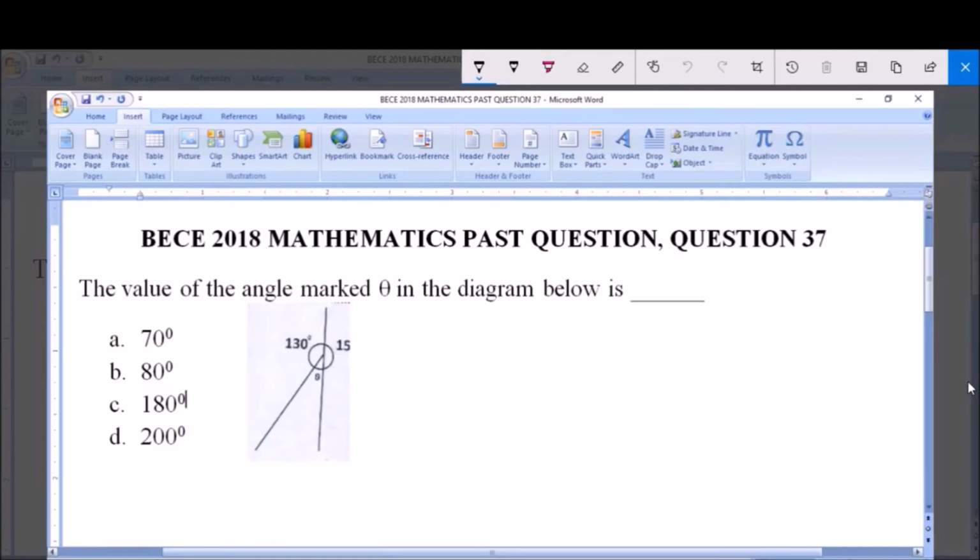BECE 2018 Mathematics Past Question, question 37. The value of the angle marked theta in the diagram below is dash. Now this is the diagram. This is 150 degrees here. A, 70 degrees, B, 180 degrees, C, 180 degrees, and D, 200 degrees. You have 130 degrees, 150 degrees, and theta. Now this is the point. And like we know, angle at a point is what?